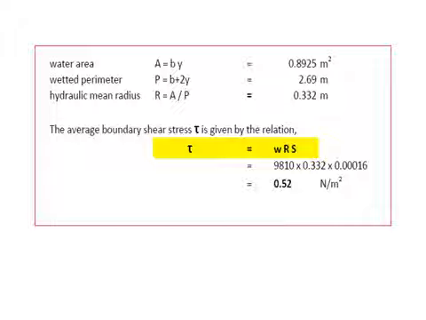So knowing the value of B and also Y, water area can be calculated. Water area is B into Y, so that gives 0.8925 meter square. And then we can calculate perimeter, which is P equal to B plus 2Y. Substituting the value of B and Y, we get 2.69 meters. Then hydraulic mean radius is required for shear stress calculations. So R is A by P, which is 0.8925 divided by 2.69 gives 0.332. Hence average shear stress can be calculated as wRS, that is 9810 into 0.332 into slope. So we get 0.52 Newton per meter square. So this is how we calculate the average boundary shear stress.